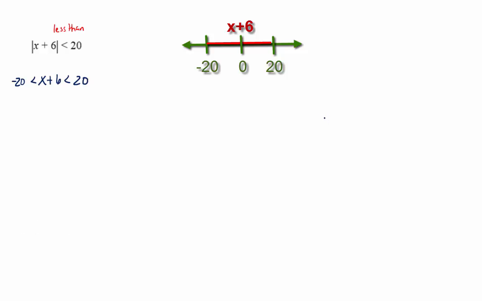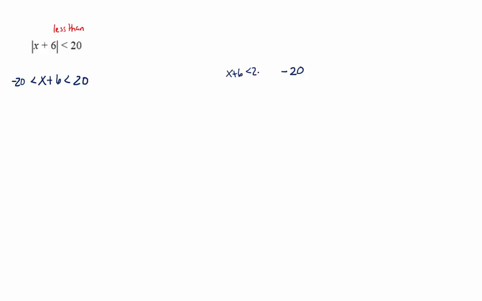Okay, if you want to write it as two separate inequalities, which I don't want to do because it's a longer problem that way, but you could say, okay, x plus 6 is less than 20 and x plus 6 is greater than negative 20. It's just, the work is longer because then at the end you have more to do. So I'm going to go with the shorter version over here.